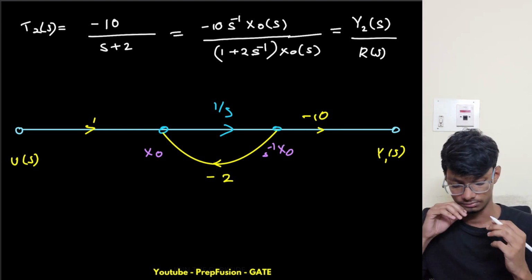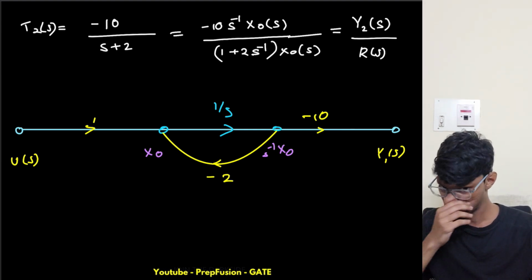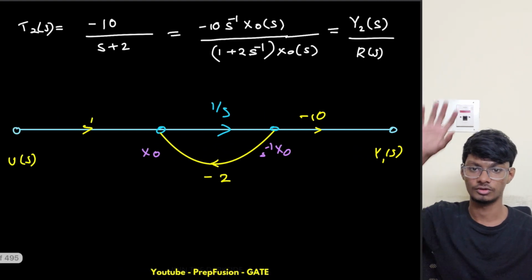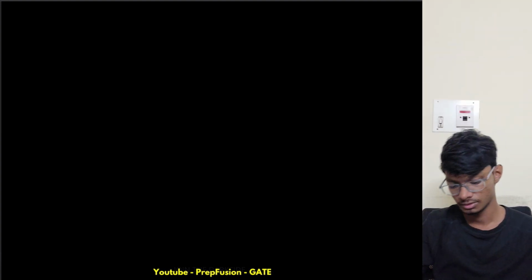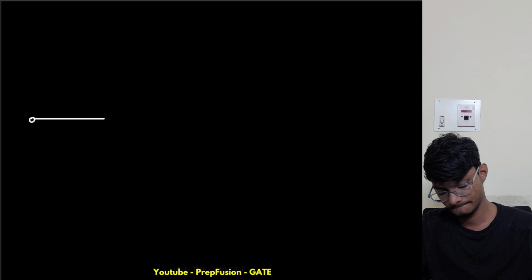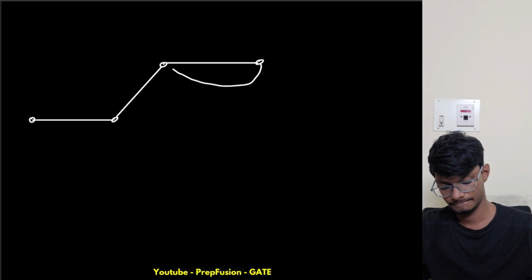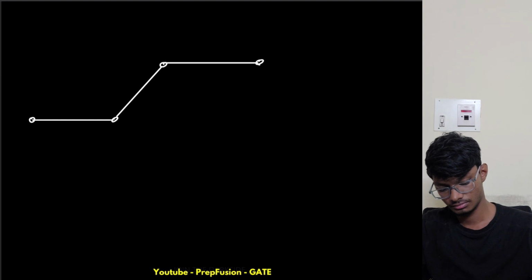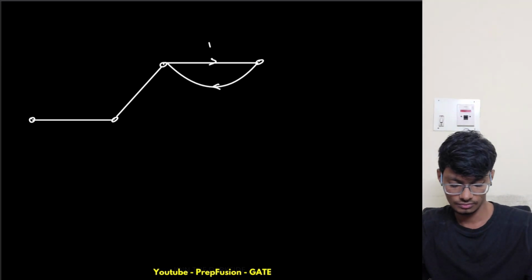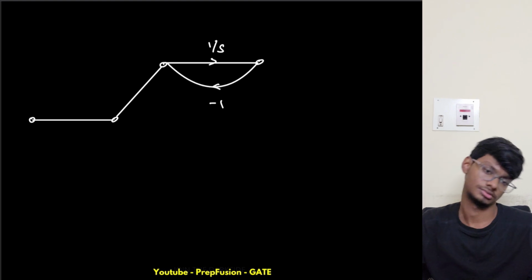Now how will I connect these? What I will do is connect them in parallel, one over there, another just like the block diagram. The block diagram is getting converted into state diagram, as I showed you. So this one is 1 by s and this is minus 1.